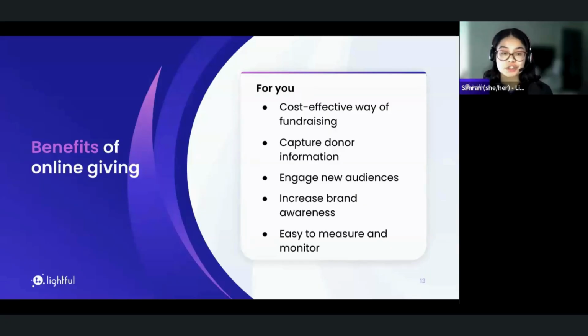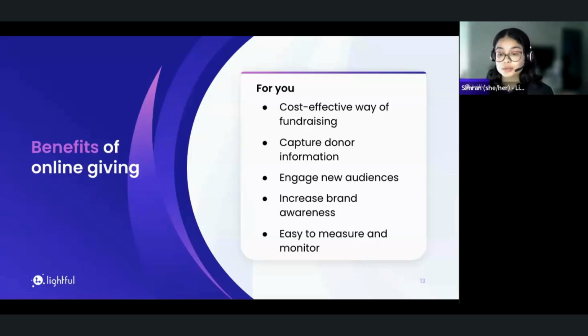But online giving doesn't just benefit donors, it's also hugely valuable for your organization. Firstly, it's a cost-effective way to fundraise. Compared to printing, postage, or hosting in-person events, digital platforms are far more affordable and can deliver strong returns. And secondly, every online donation gives you a chance to capture donor information. That's names, emails, and even their preferences. And that data is really powerful for building stronger relationships and also personalizing future outreach for your campaigns or even just your general online strategies.